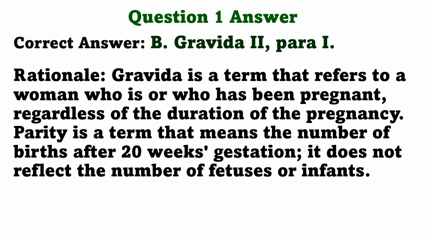The correct answer is B. Gravida 2, para 1. Rationale: gravida is a term that refers to a woman who is or who has been pregnant, regardless of the duration of the pregnancy. Parity is a term that means the number of births after 20 weeks gestation. It does not reflect the number of fetuses or infants.